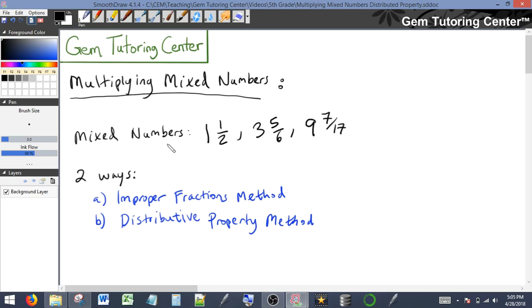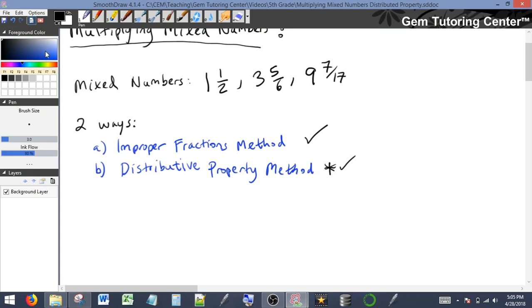So we talked about in the previous video the improper fractions method. Now we're going to talk about the distributive property method. So we're on this one right now. Mixed numbers are numbers like 1 1/2, 3 5/6, and 9 7/17. So we're going to take not these numbers specifically, but similar looking numbers and multiply them and try to simplify them using the distributive property method.